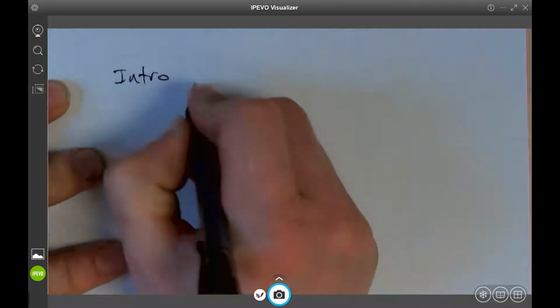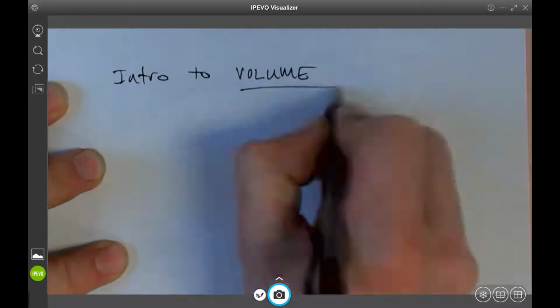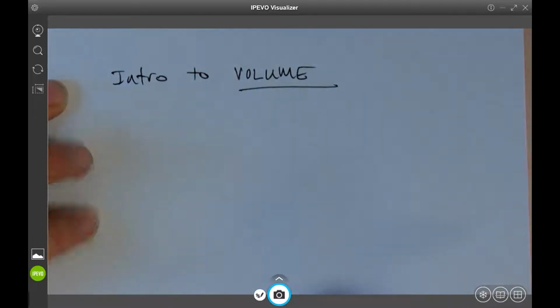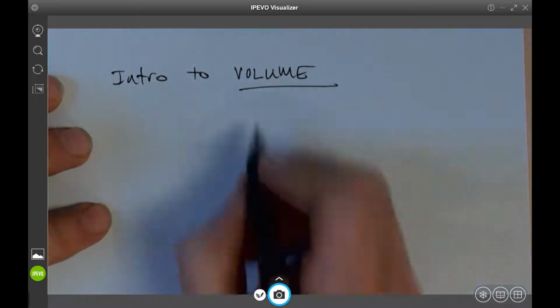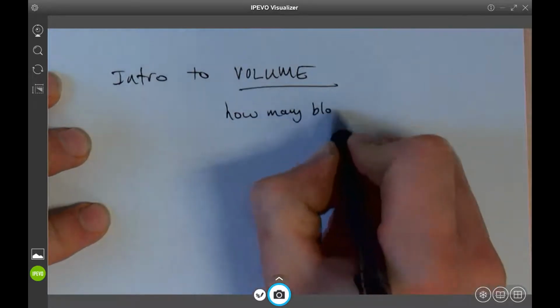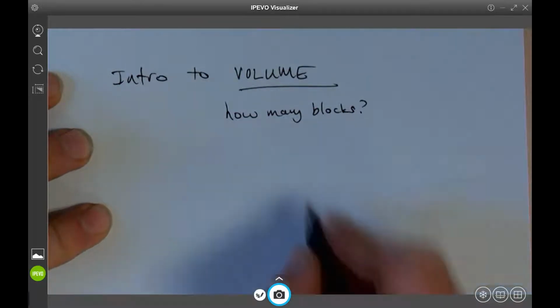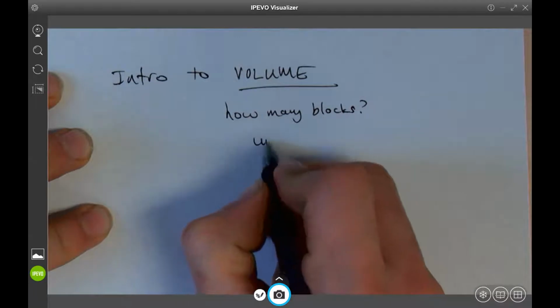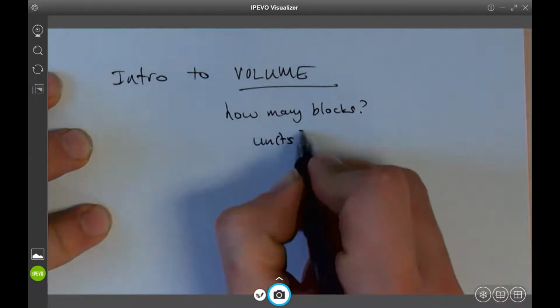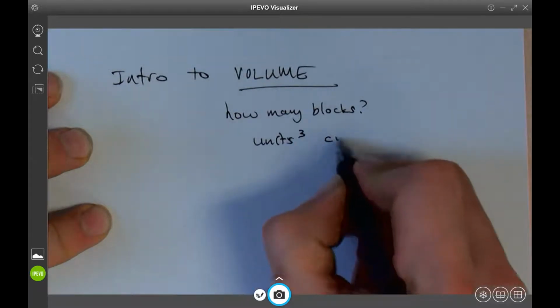Intro to volume. Volume of objects. What is a volume? Volume means how many blocks. That's kind of very simple. How many blocks? It's measured in units with a 3. Units, in other words, cubed.